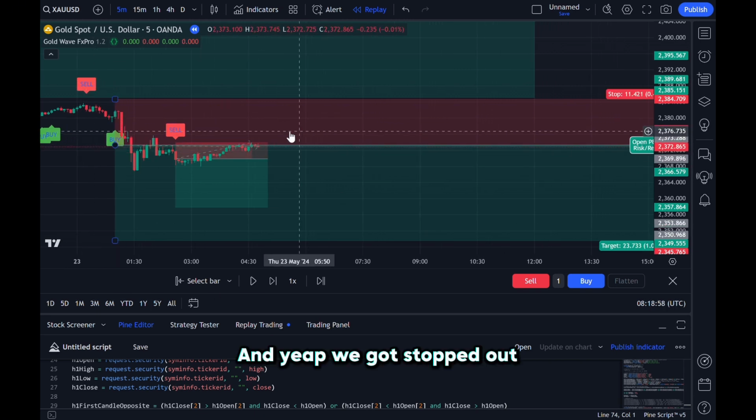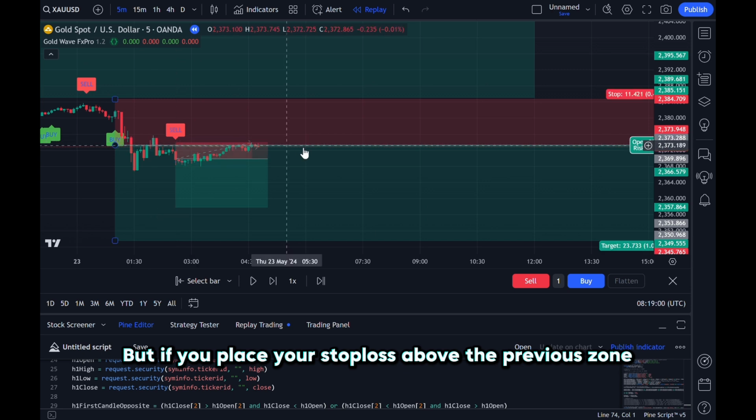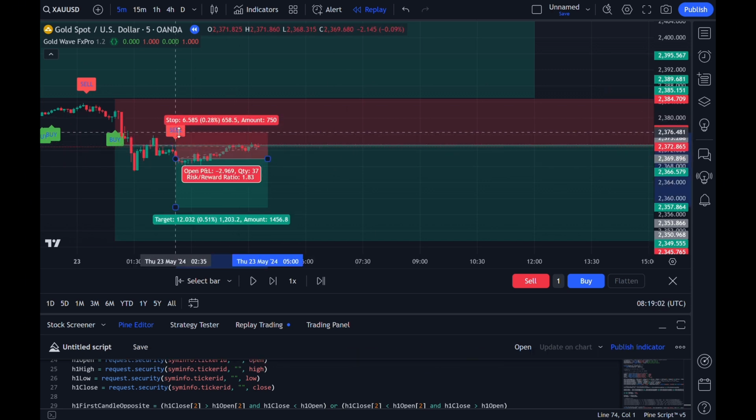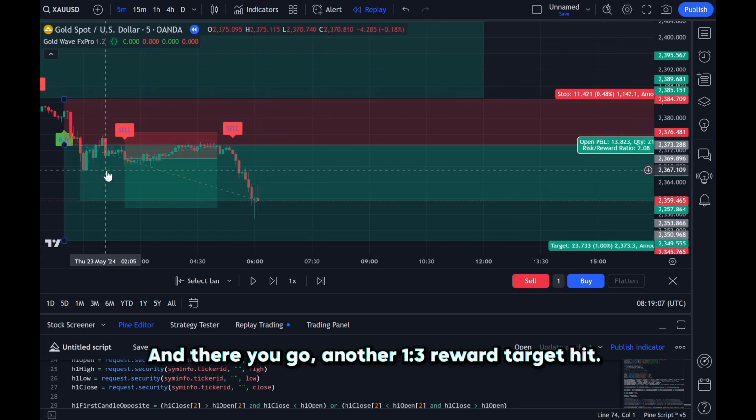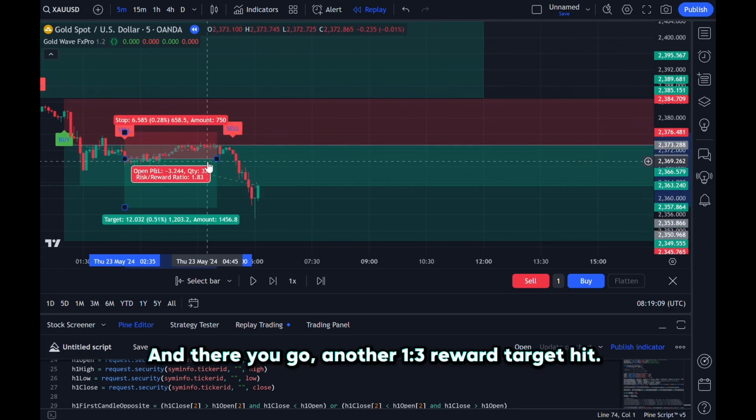And yet we got stopped out. But if you place your stop loss above the previous zone, your chances is higher. And there you go, another 1.3 reward target hit.